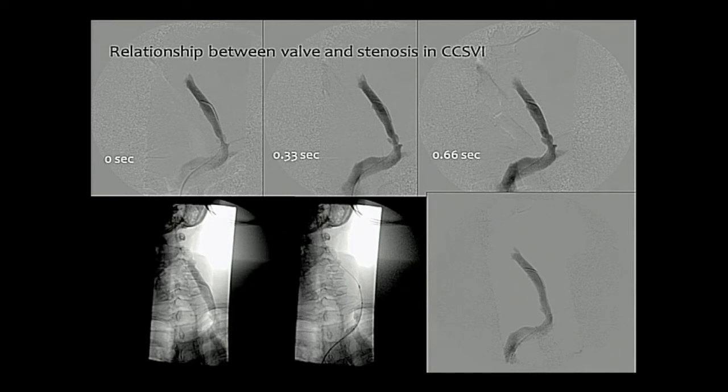So I think the most consistent place we have stenoses in CCSVI is the cardiac side, the side of the valve that faces the heart. And this is post-angioplasty. You can see nice opening of the lumen and markedly improved flow.